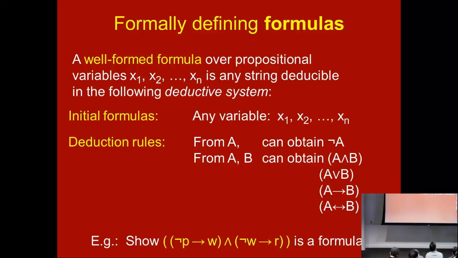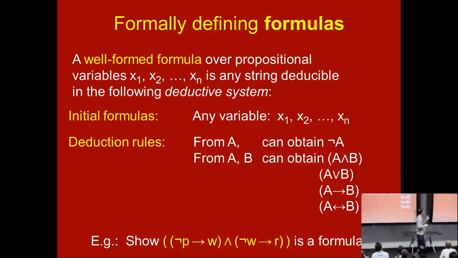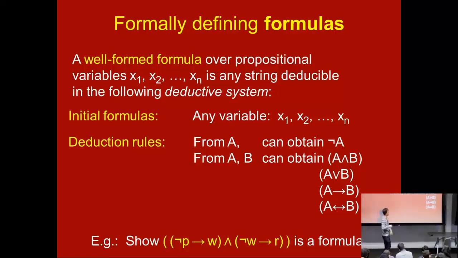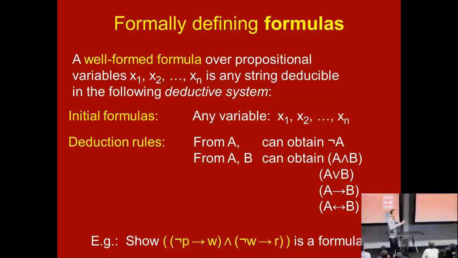And then the deduction rules are that if you have so far built up a formula A, then if you stick the not sign in front, that's also a formula. And if you've built up two formulas A and B, you can combine them with these other four connectives, any of them. These are binary connectives. They take two subformulas like this. And we put parentheses in just so that it's unambiguous.